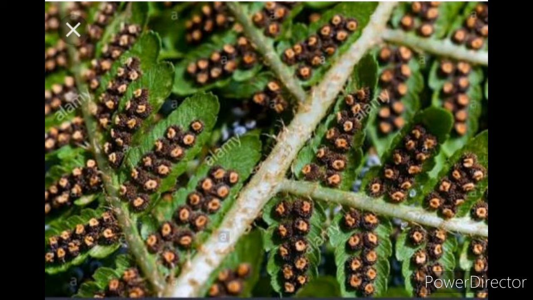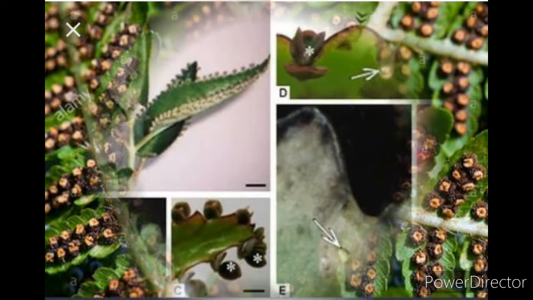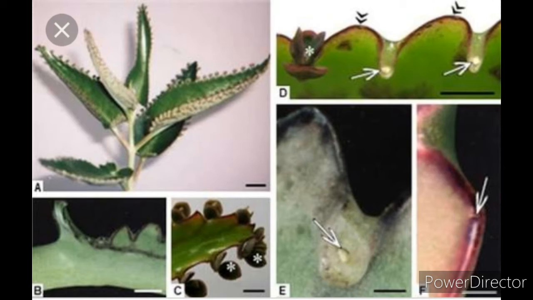The fifth type of asexual reproduction is vegetative reproduction. In certain plants, the vegetative parts like leaves, stems, and roots give rise to new plants, called propagules, and such a process is called vegetative propagation. Vegetative propagation can either be natural or artificial. Let's know about natural vegetative propagation.